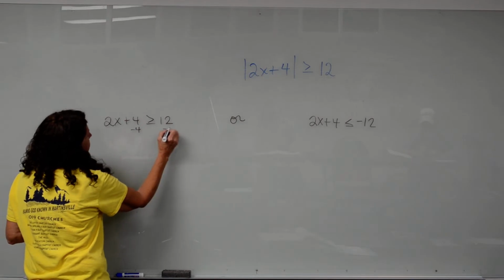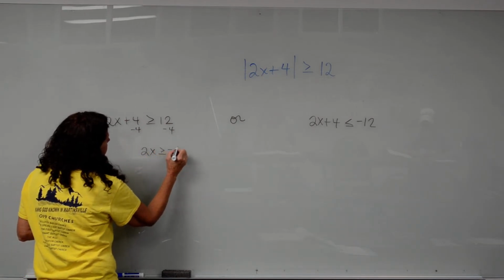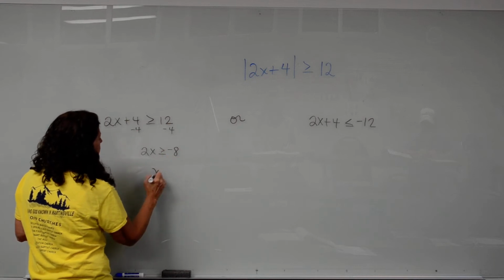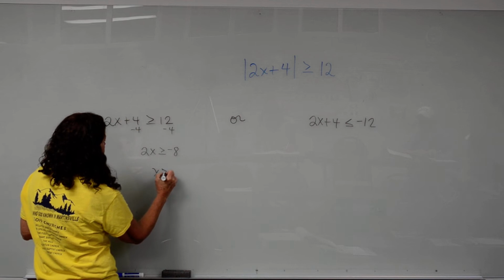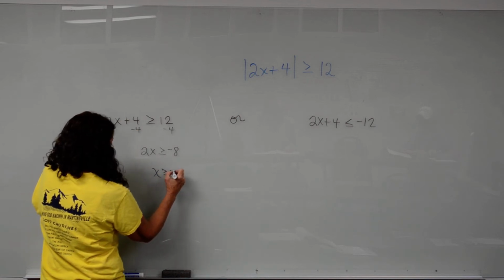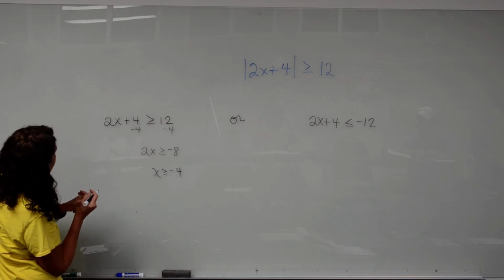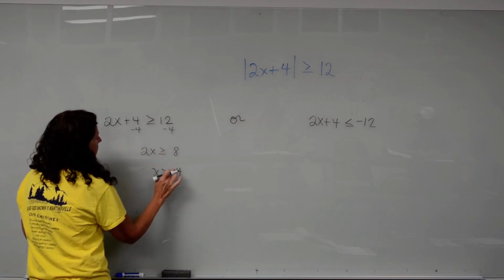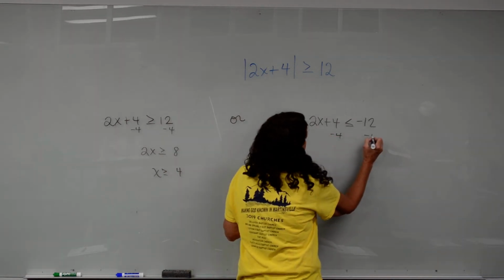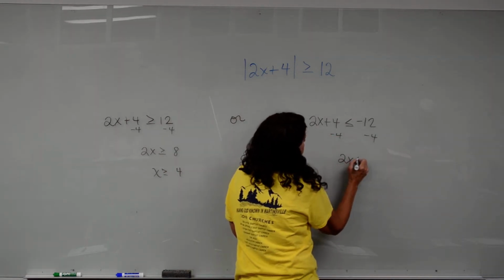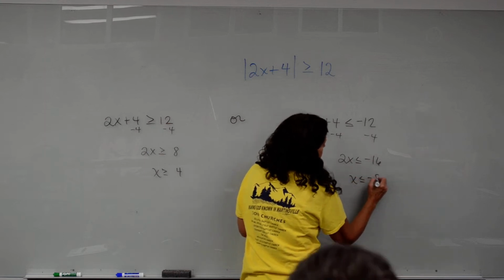I'm going to add a -4, so I have 2x is greater than or equal to -8, and x is greater than or equal to -4, right? Okay, there we go. Now I'm going to add a -4 here. So I have 2x is less than or equal to -16. When I divide, x is less than or equal to -8.